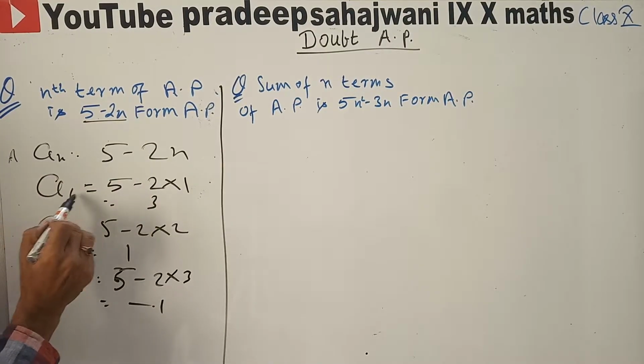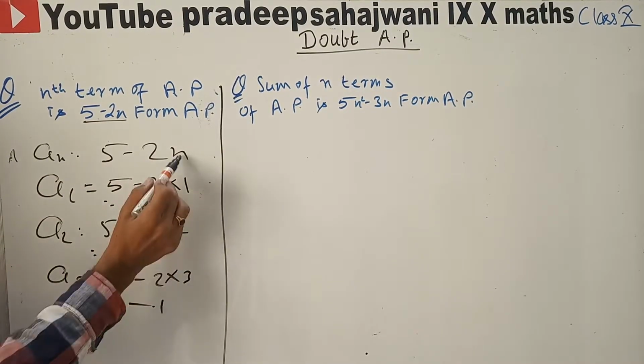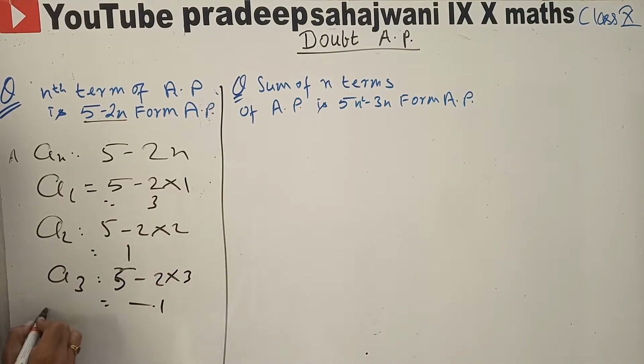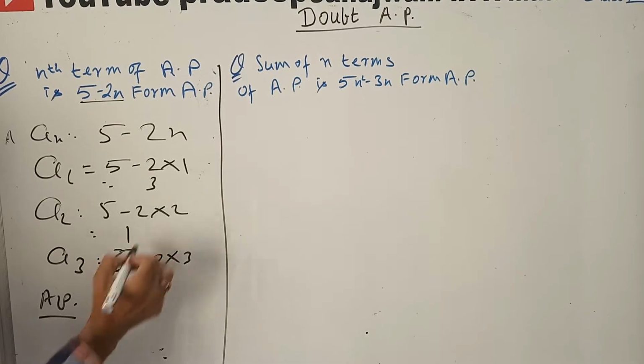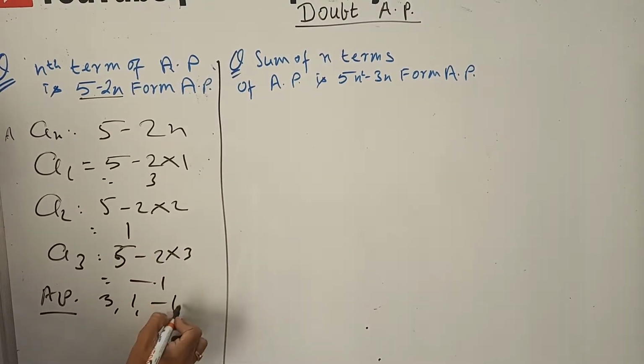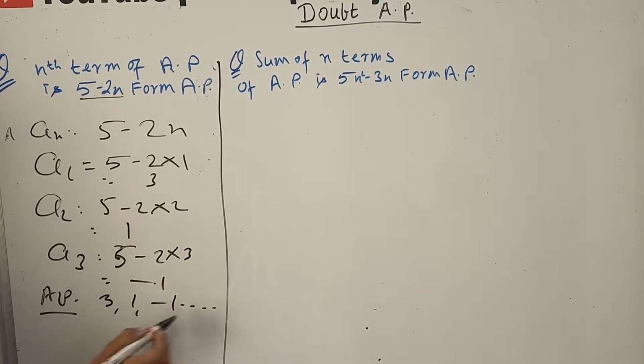The nth term is given by an. We put in the values one by one: n is equal to 1, n is equal to 2, n is equal to 3. So the required AP will be 3, 1, minus 1. This is our AP. You understood? See, the common difference is minus 2. So it is an AP. Further, it can be asked to find the sum of 25 terms.